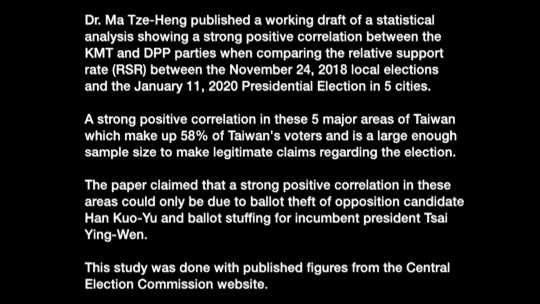The paper claimed that a strong positive correlation in these areas could only be due to ballot theft of opposition candidate Han Kuo-yu and ballot stuffing for incumbent president Tsai Ing-wen. This study was done with published figures from the Central Election Commission website. So I want to establish that all of the numbers, all the data, the ballots coming out of the voting stations are coming from the Central Election Commission website. You can go and download the Excel file for 2018 and 2020, and you can do the study yourself. It's available in the Google Drive that I have listed in the description.